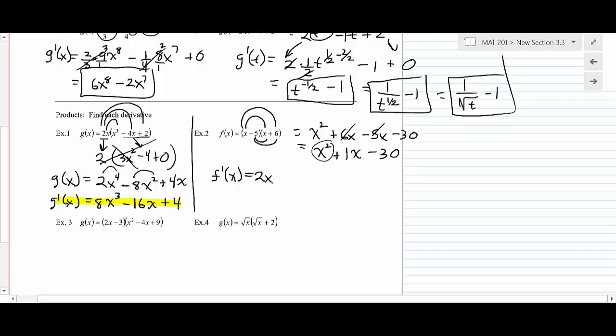2x to the first, right? What's the derivative of 1x? 1. What's the derivative of 30? 0. Now you don't have to write all that out. Again, the answer to the derivative is 2x plus 1.